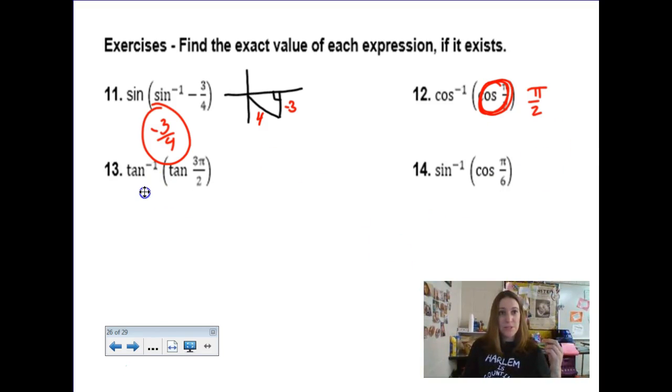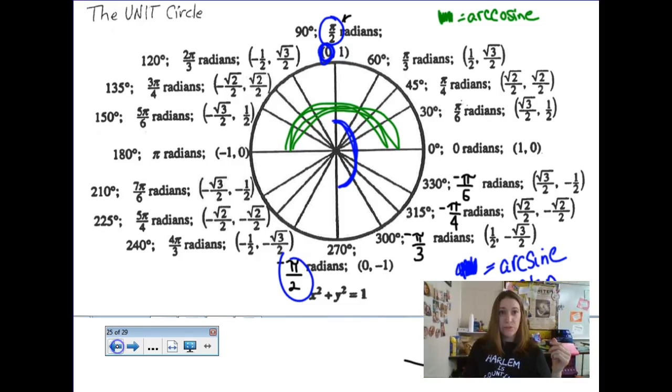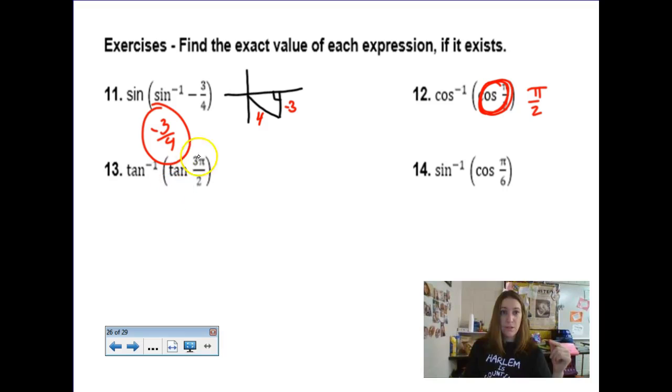All right. Start on the inside here. Tangent at 3 pi over 2. So remember, the tangent formula is y over x, or sine over cosine. It was 3 pi over 2, right? So that's down here. Tangent would be negative 1 over 0, which is undefined. So this guy is undefined.